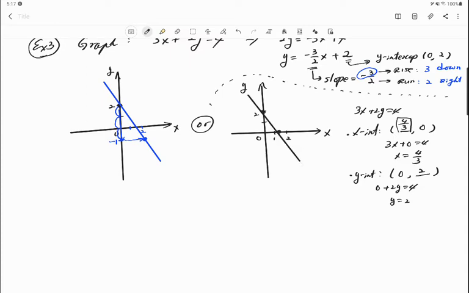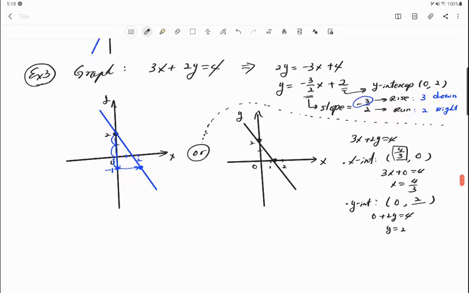All right. So you can find any 2 points. In this case, we can use the x-intercept and the y-intercept and connect those 2 points. Or you can rewrite the equation in slope-intercept form, and then plot the y-intercept and use the slope, so go rise and run to find the second point. So that is still okay.